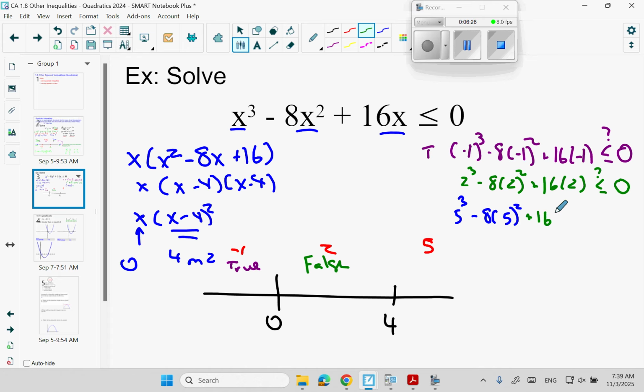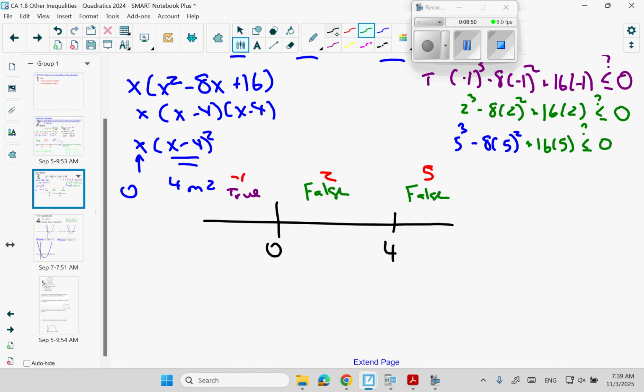Plus 16 times 5, less than or equal to 0. 5 cubed is 125. 5 squared is 25 times negative 8 is negative 200. 125 minus 200 is negative 75. 16 times 5 is 80. Negative 75 plus 80 is positive 5. So that would be false here as well.